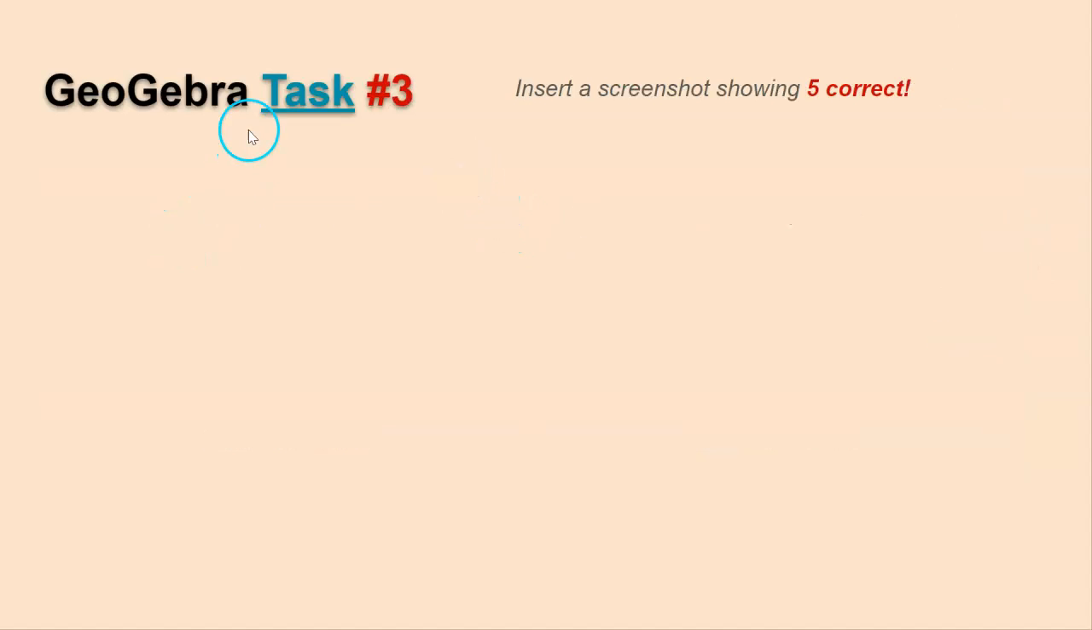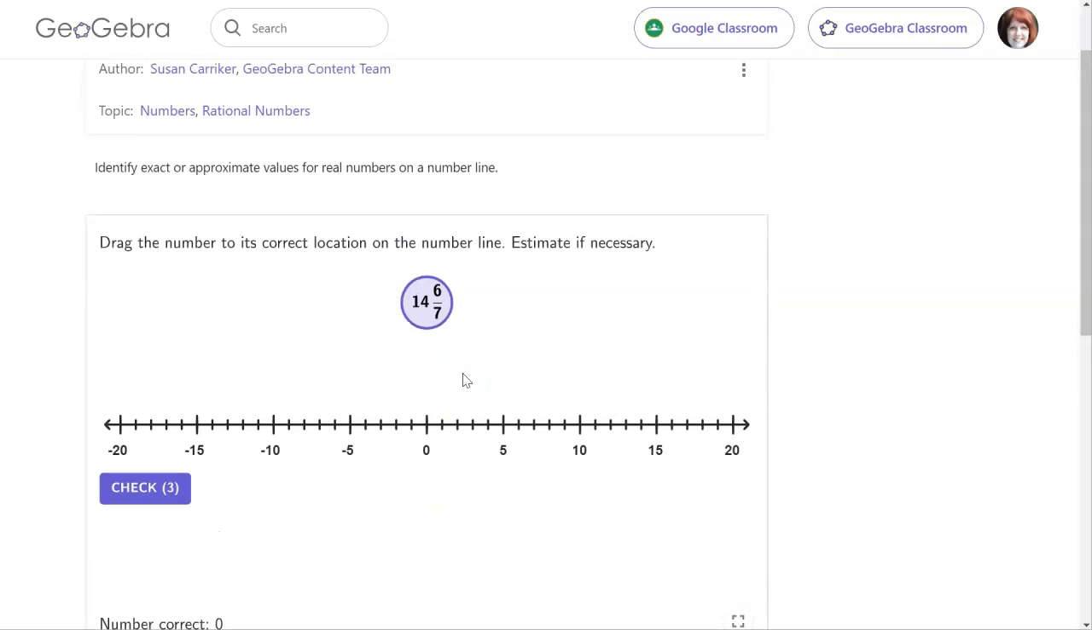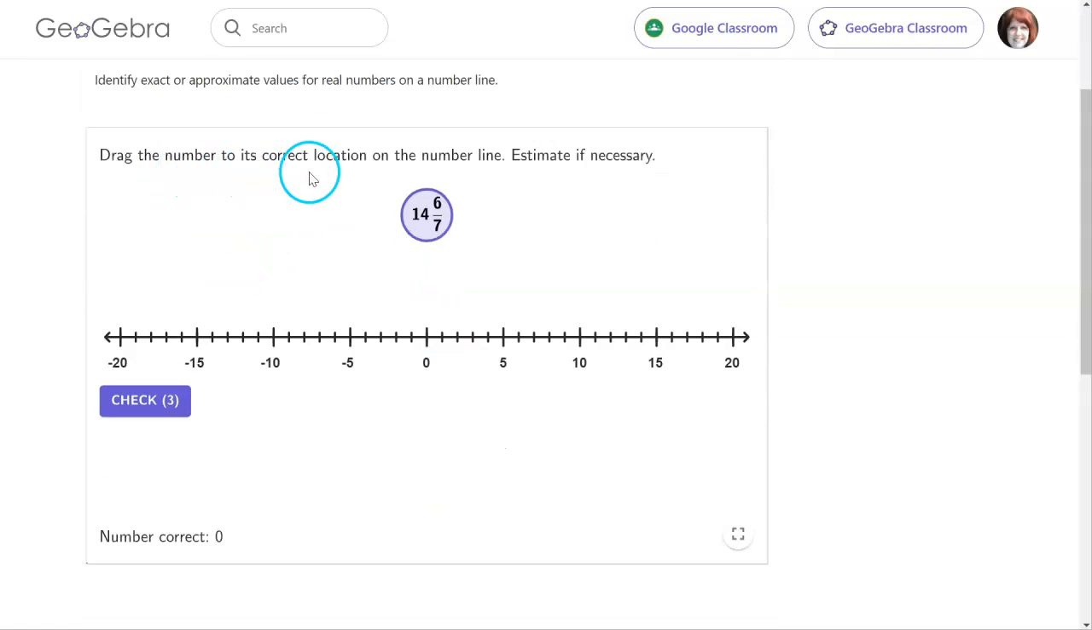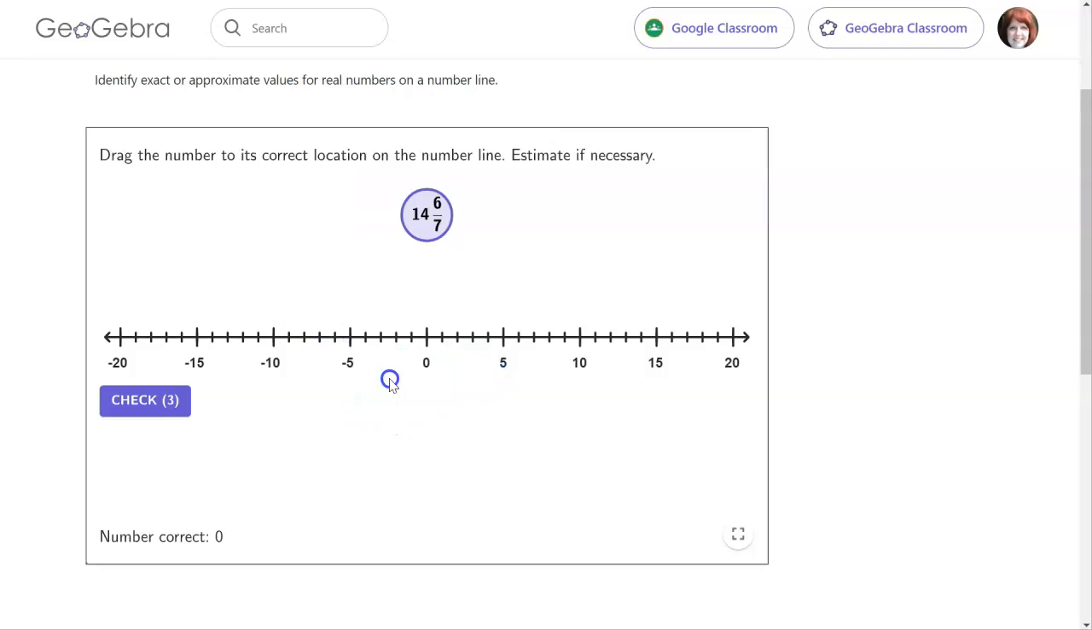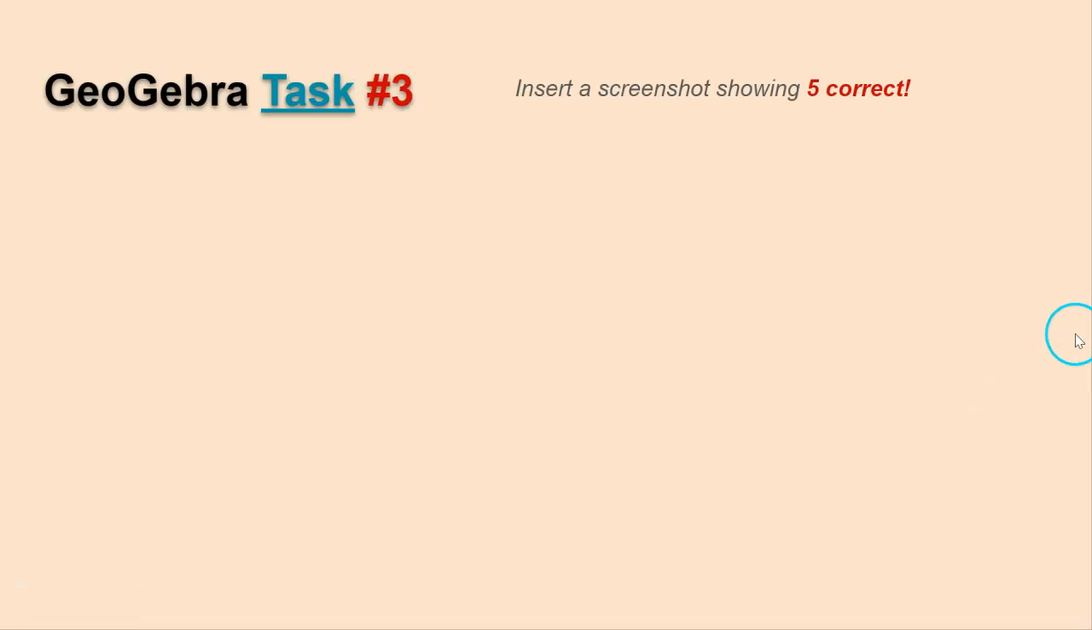For task 3, they will simply do 5 correct problems, and then they'll be able to move on. So what we're going to do is drag this number to its correct location on the number line, wherever they think it goes, and then they will check. They have up to 3 checks for each of the numbers. As soon as the number correct down here says 5, they will screen capture that number line with the number correct on there, and they will put it on their slide. Once they finish the third task in GeoGebra, we're ready to go to Desmos Classroom.